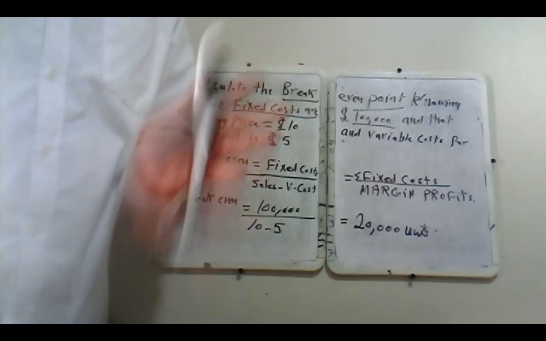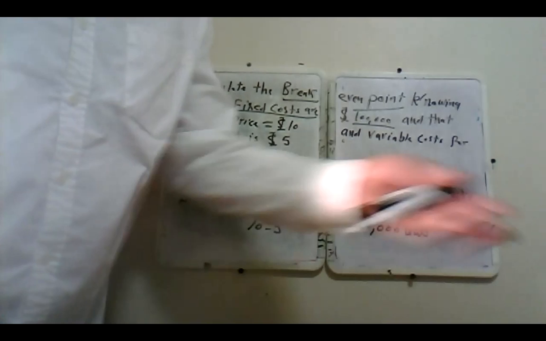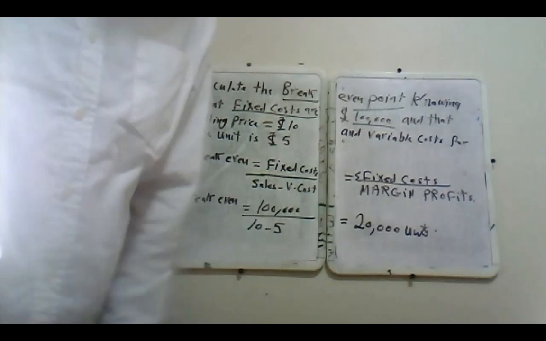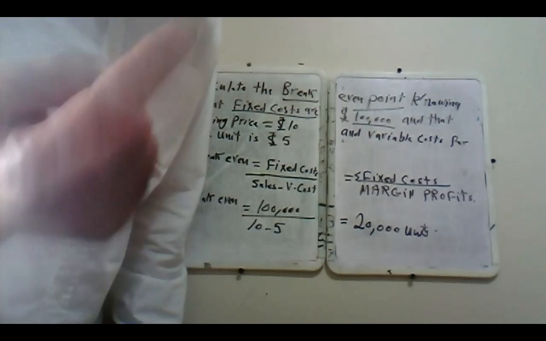In this production of 20,000 units, there are no profits, no losses. I just barely cover all my expenses, but I didn't gain even a profit. I didn't gain even 1 cent.